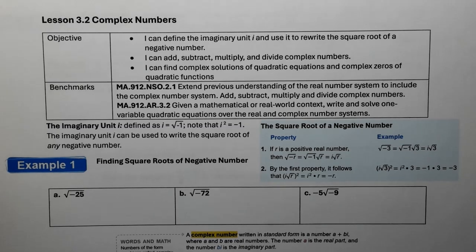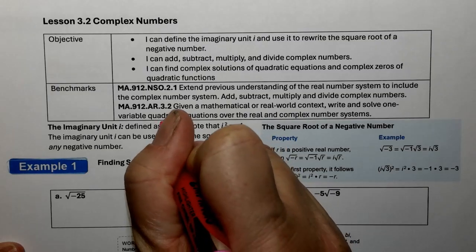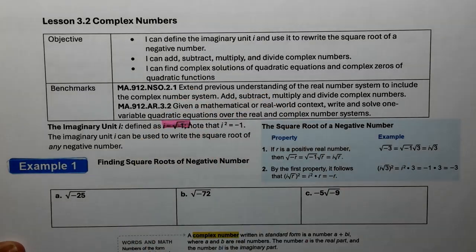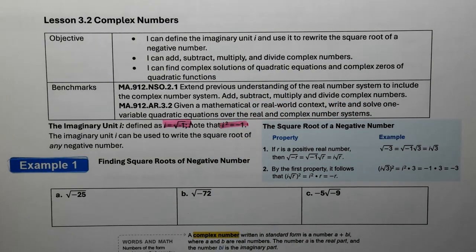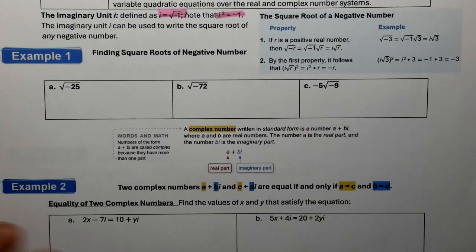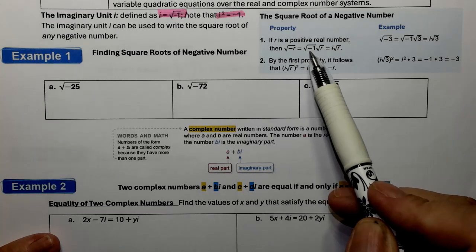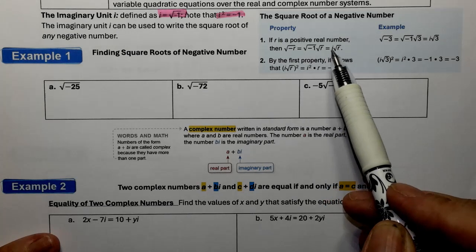So let's start off with the definition of an imaginary unit. It is basically telling us that i is equivalent to the square root of -1. We also need to note that i squared is equal to -1. All right, so we're going to dive right into it. We can break apart any negative square root by pulling out the -1, which becomes i.